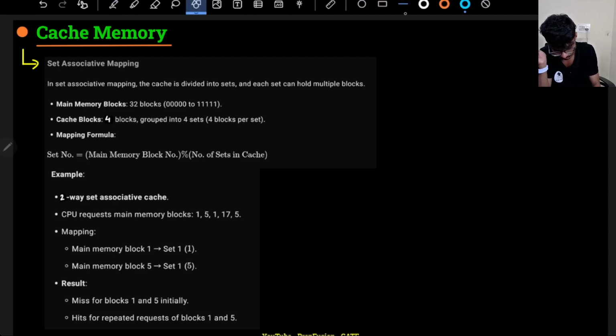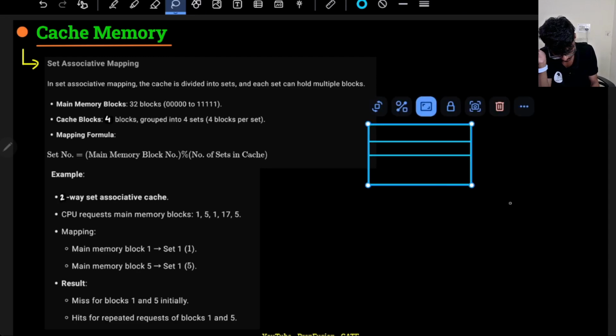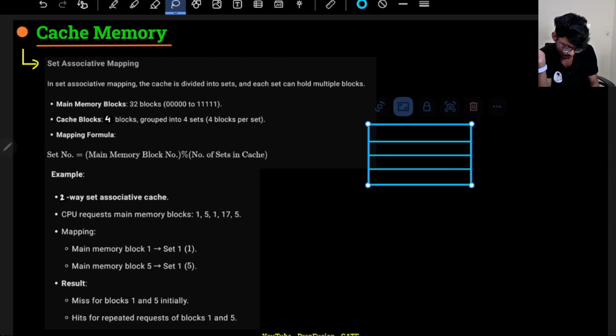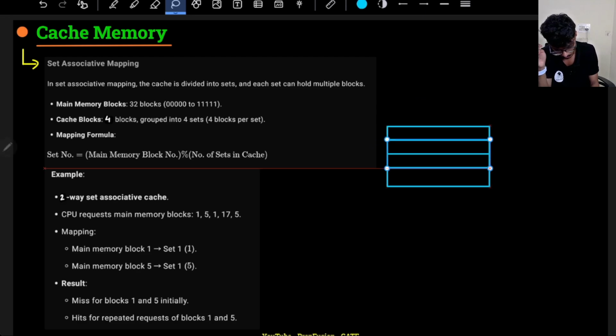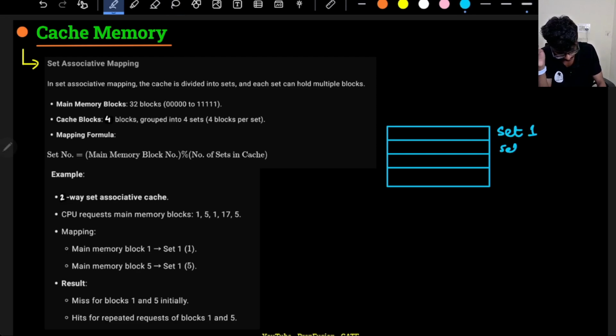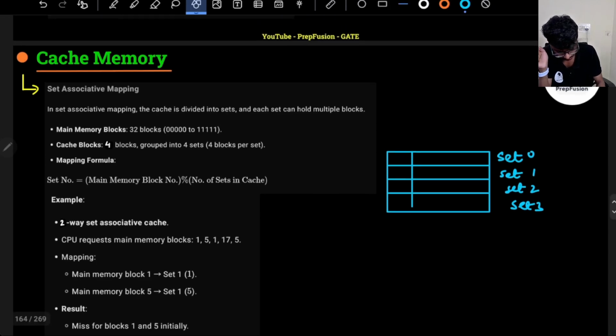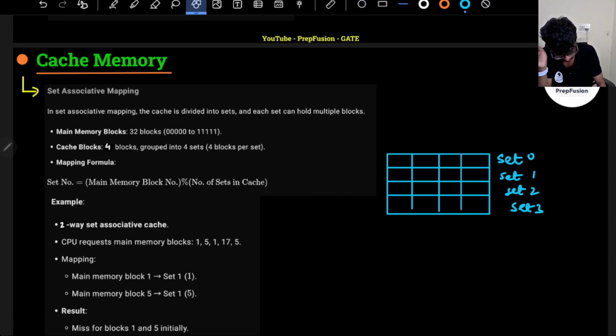So my cache memory has 4 sets: set 0, set 1, set 2, set 3. Each set has 4 blocks.